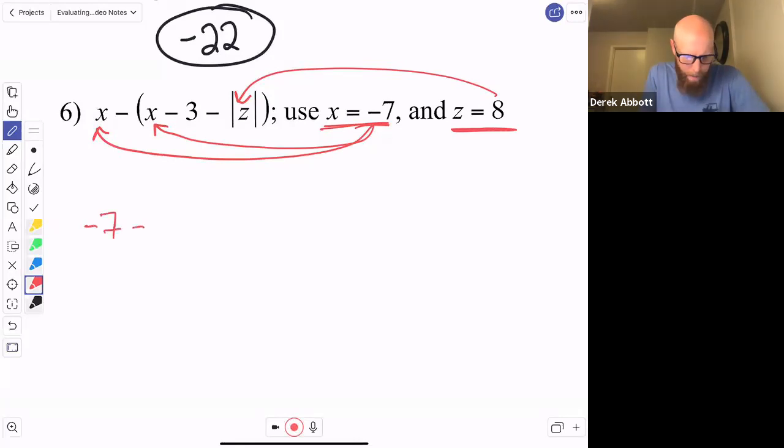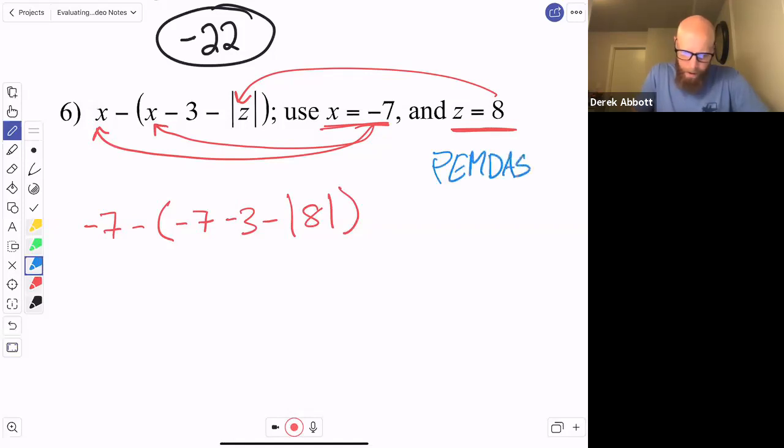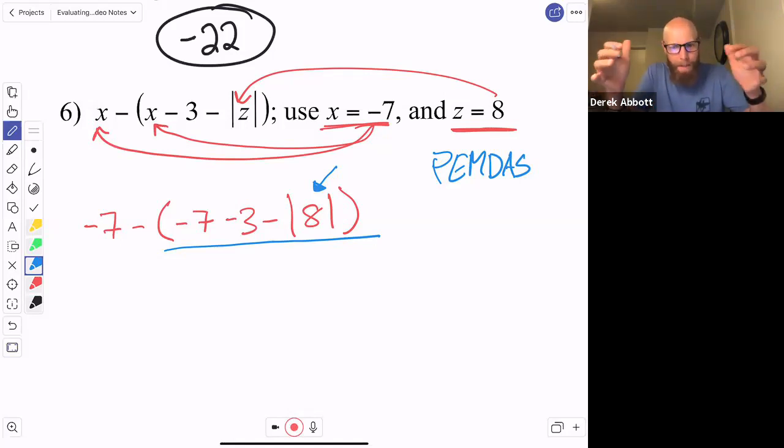So -7 minus parentheses -7 minus 3 minus absolute value 8. Absolute value, close. All right, let's think about PEMDAS. Okay, so I definitely see parentheses. We need to take care of all the junk inside the parentheses, but then there's another set of parentheses inside the parentheses. You just keep going from the inside. So do the parentheses inside parentheses, work your way out to the big parentheses, and make sure that's all taken care of before you work your way out further. Right? So PEMDAS tells us where to focus, what order to work on.